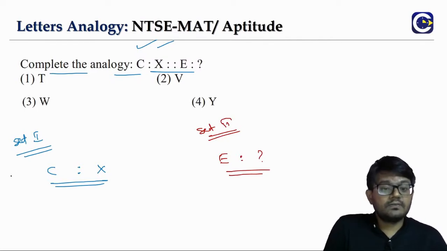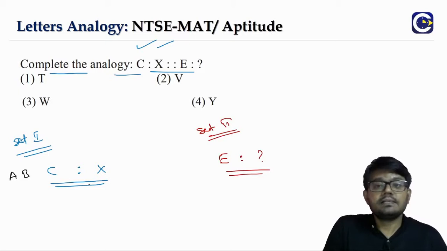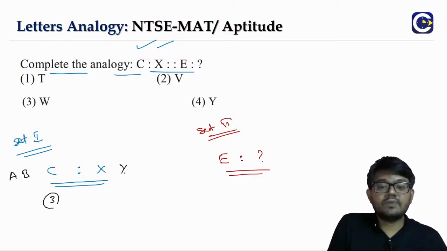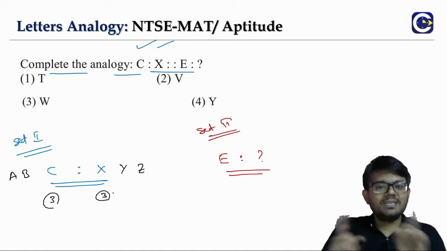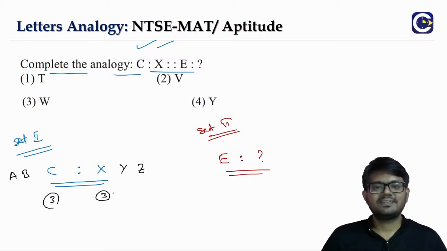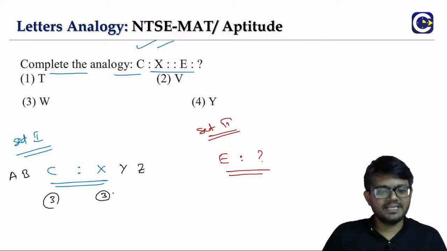From the starting, what are the letters? A, B and C. So C is the third from the starting. What is the last? X, Y, Z. So X is the third from the last. C is third from the beginning. X is third from the last.